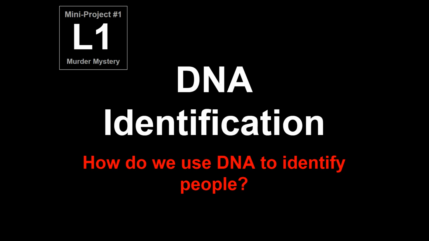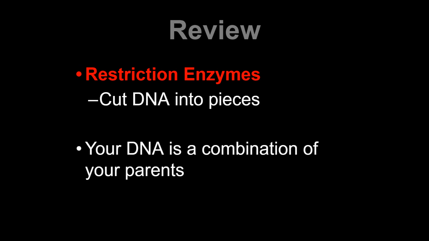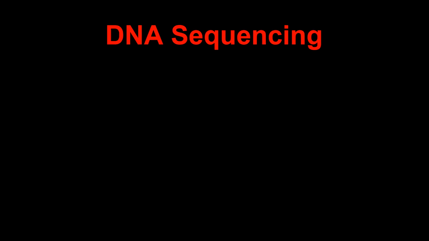In this video, we're going to look at how we can use DNA to identify people. So as a review, remember restriction enzymes can cut DNA into pieces, and that your DNA is going to be a combination of your parents. So let's look at how we identify people using DNA.